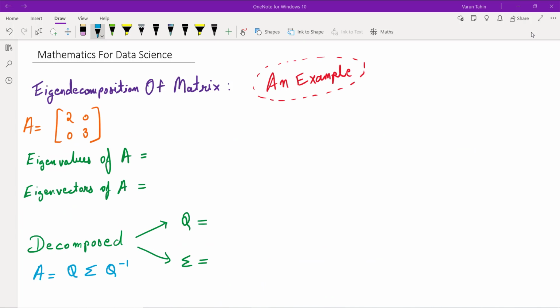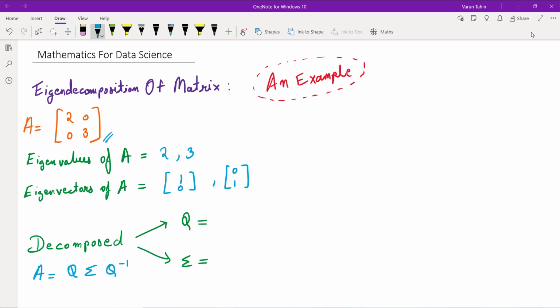Let's say that we have a matrix A represented by 2, 0, 0, 3, and we have to decompose it. We already know how to calculate the eigenvalues and eigenvectors given a matrix, so we can do this for this matrix also. Here, as we have the diagonal elements only, the calculation is easy. The eigenvalues here become 2, 3, and the eigenvectors become 1, 0 and 0, 1, as we have also seen in the previous example.